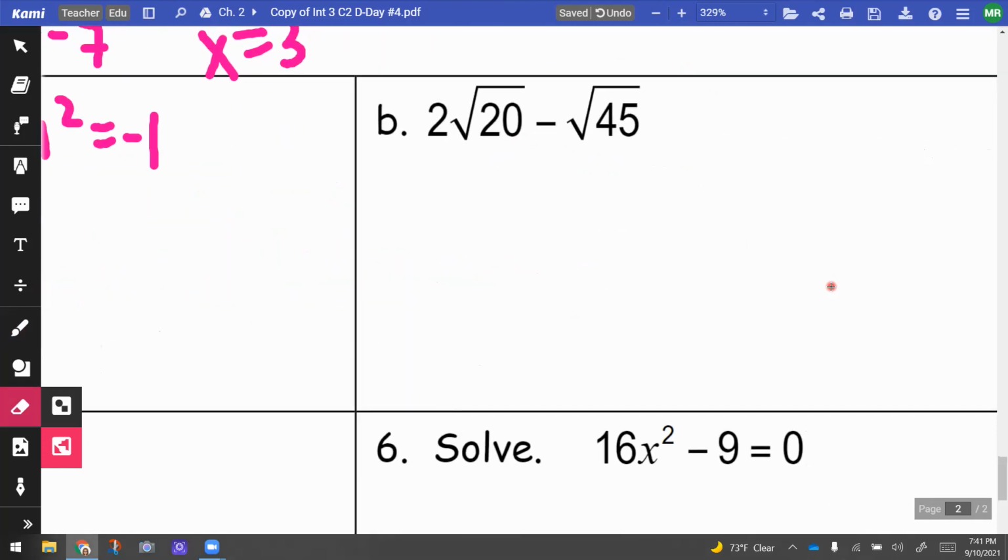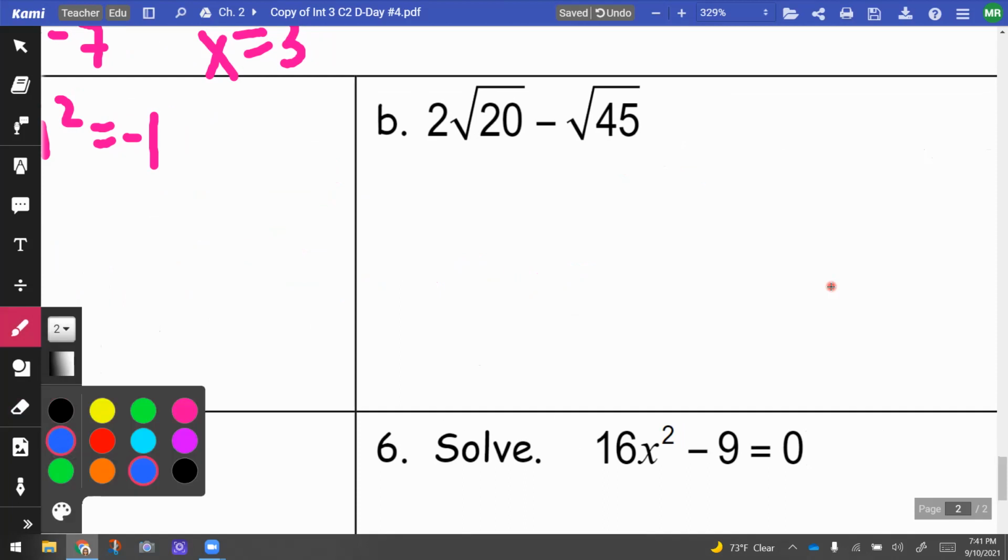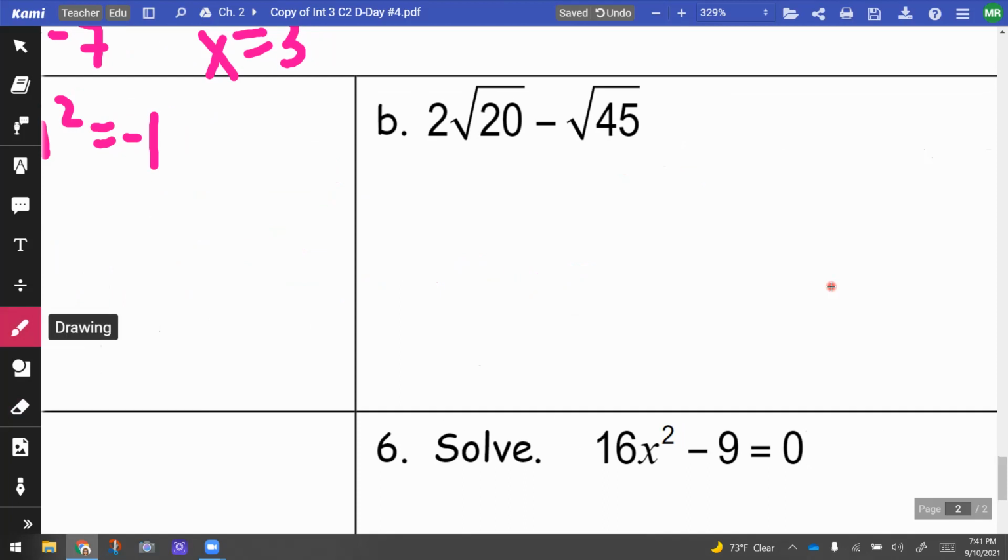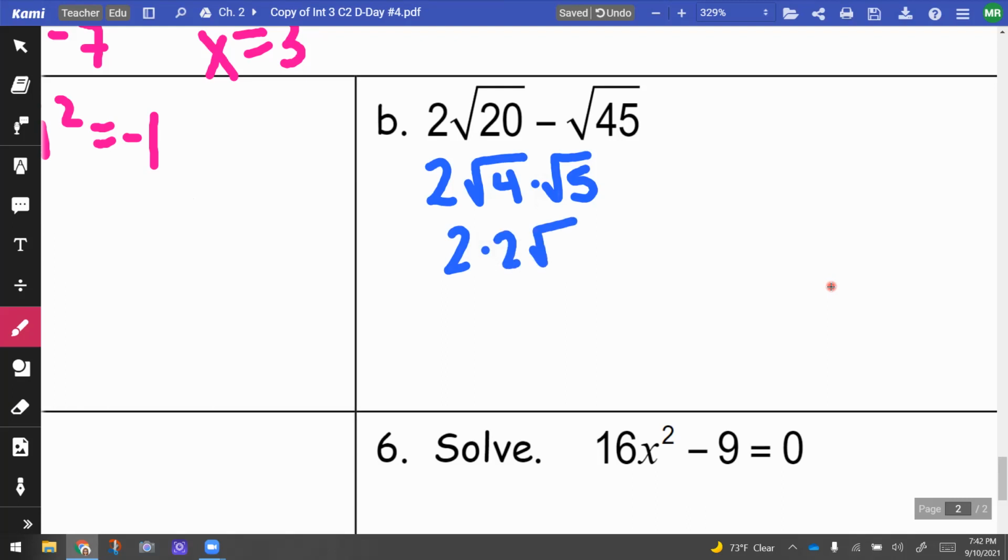So on this one, I want to break this down, and we can break it down by prime factors, or if you can think of a square in 20. So let me do it that way because I showed you guys prime factors today. Root 20 is root 4 times root 5. And when I clean this up, I get 2 times 2 root 5, which is 4 root 5.